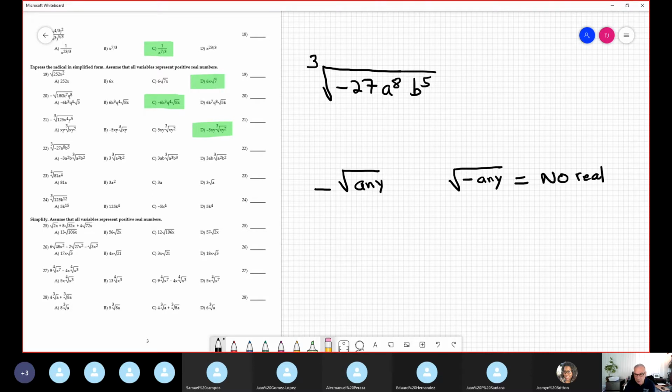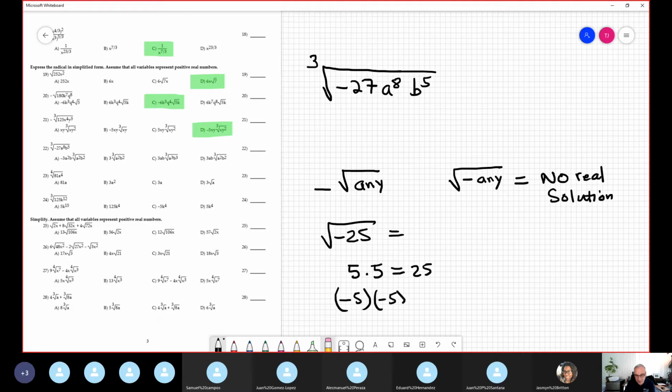No real solution. Why not? Suppose we have the square root of negative 25. No solution. Why no solution? Because the potential candidate to be a solution is 5 or negative 5. However, if you multiply 5 times 5, you get positive 25. Negative 25 is exactly what we need. And negative 5 multiplied by itself, again the same repetition, is negative times negative, positive.